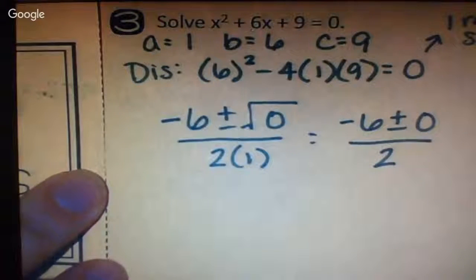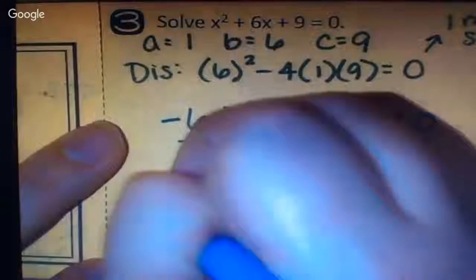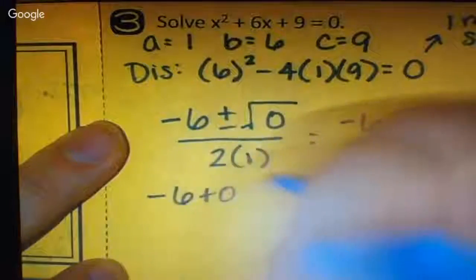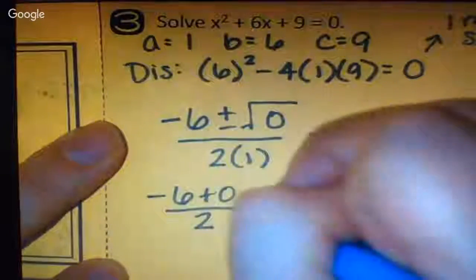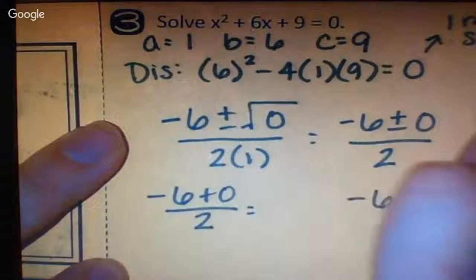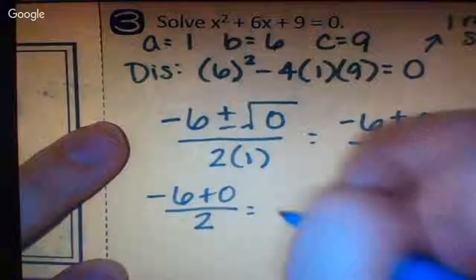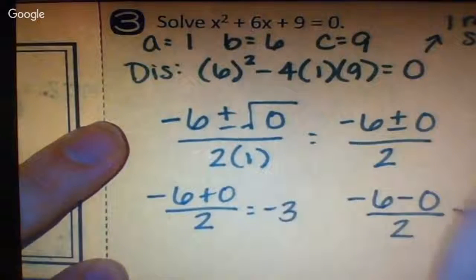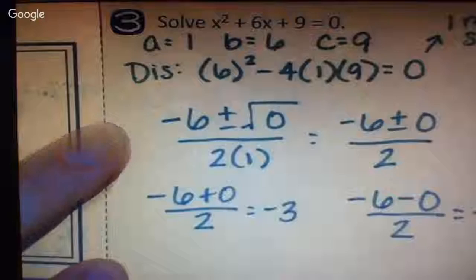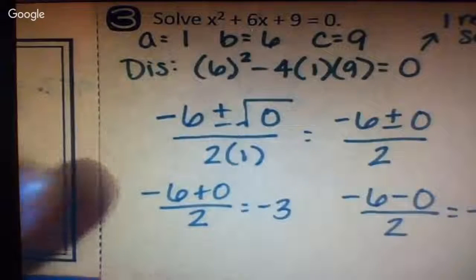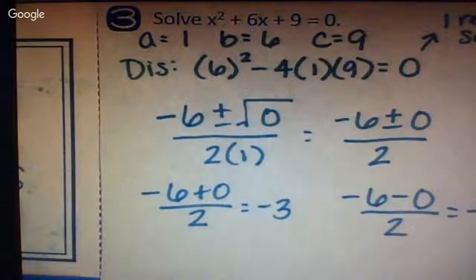So when I split this up, watch what happens. -6 plus 0 divided by 2. -6 minus 0 divided by 2. Both of them come out to be -3. So this is probably the easiest one to do, because when you add or subtract 0, it does nothing to my 6. This is why when you get a discriminant of 0, you only have one answer.